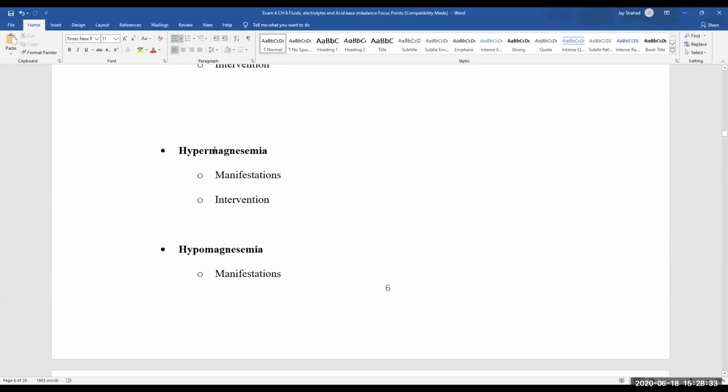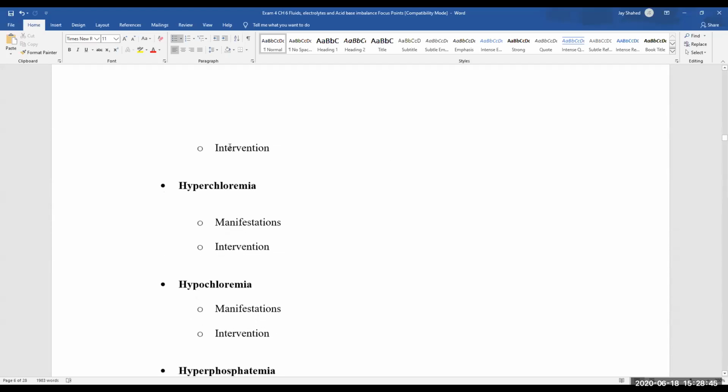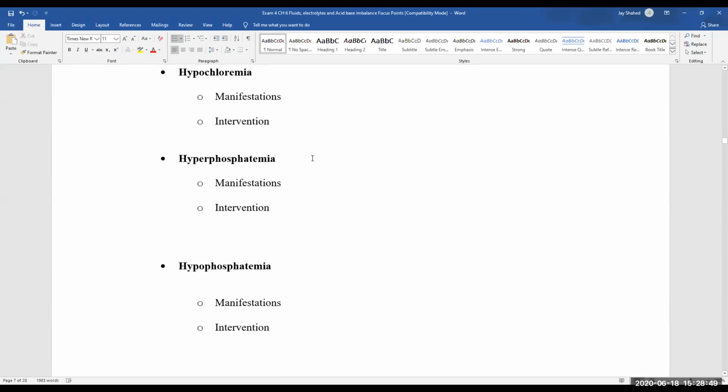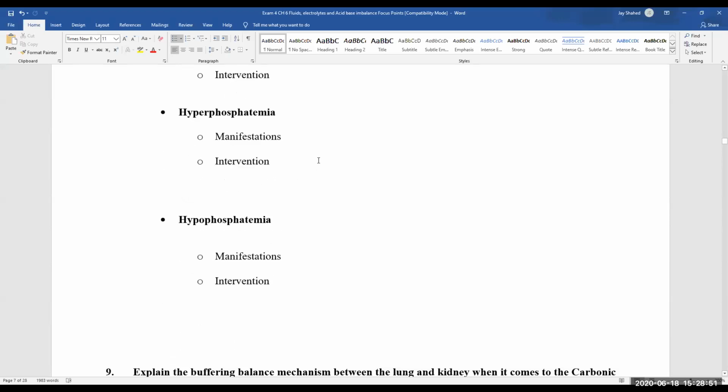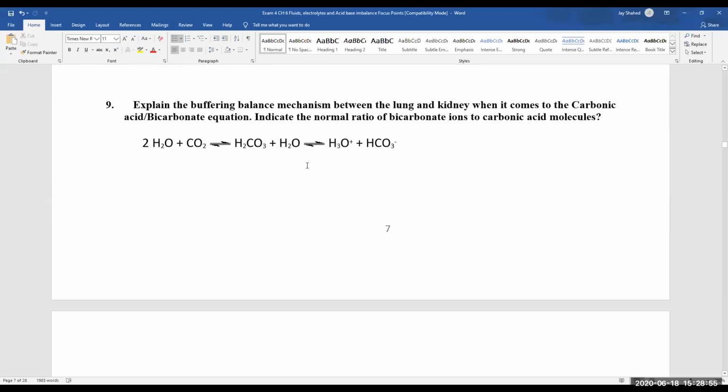Magnesium, relaxer. So magnesium is a relaxer. If you have hypermagnesemia, then you relax. Hypomagnesemia, you contract. Chlorine for water, phosphate for bone in general. Right. Are we okay with this section here?